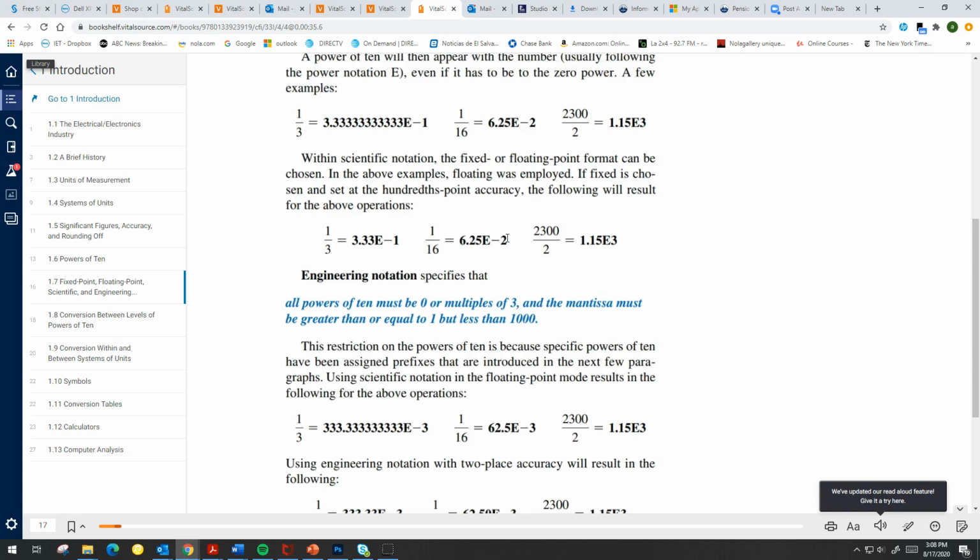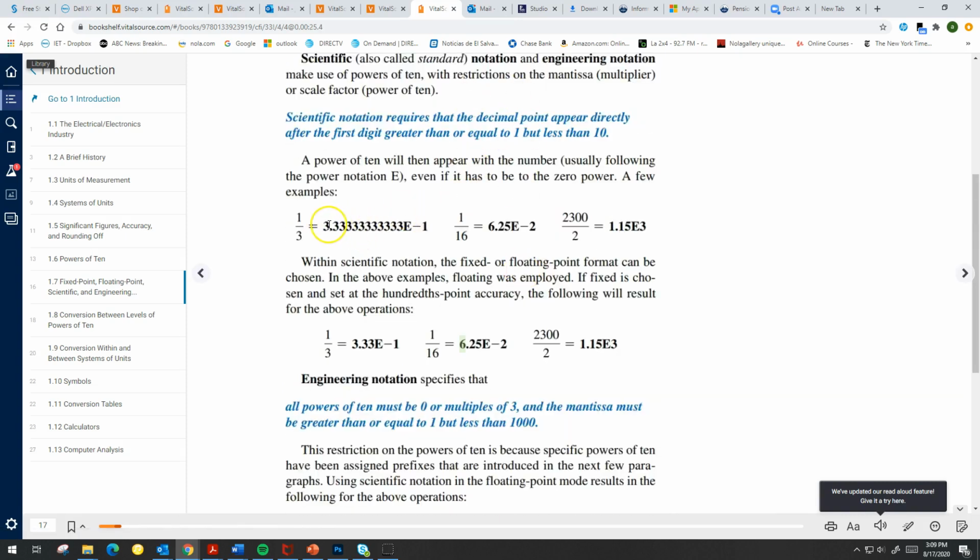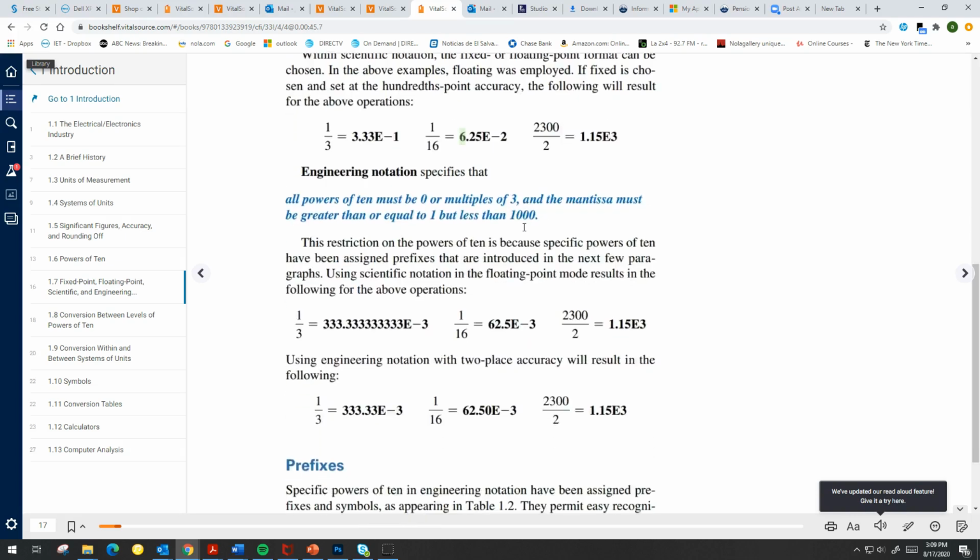That's the first rule. The other rule is that the mantissa, or the number before the decimal point, can be any number between 1 and 999. So that's the difference. In scientific notation, the mantissa, the number before the decimal point, can be a number between 1 and 9, and the exponent could be any integer. The difference now with engineering notation is that the number before the decimal point, the mantissa, can be any number from 1 to 999, and that the exponent can only be 0 or a multiple of 3.